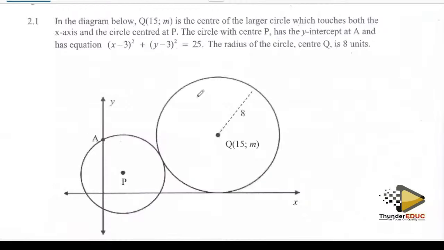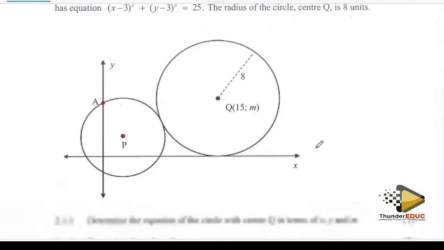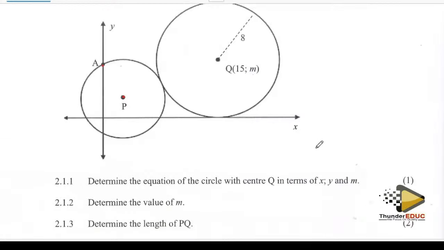They are telling us that in the diagram below, we have Q, which is 15, and M is the center of a larger circle, which touches both the x-axis and then the circle that is centered P. The circle with P has the y-intercept at A. Okay, we can see that. And it has an equation of this much. All right. If that is true, they want us to determine the equation of the circle with center Q in terms of x, y, and m.